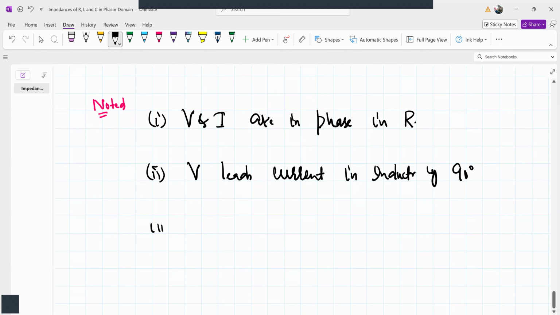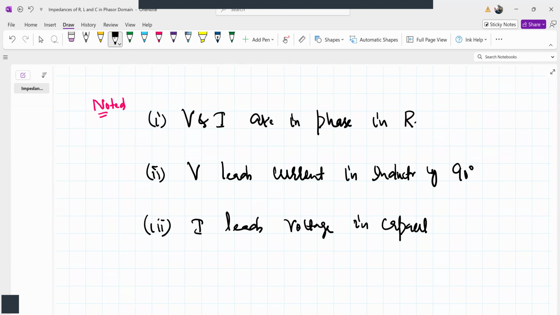Similarly, in a capacitor, I, that is the current, leads voltage in a capacitor by 90 degrees. Okay. Now you can also replace the leading statement with the lagging. So current lags in an inductor, and in a capacitor, voltage lags. Okay, that's one and the same statement.